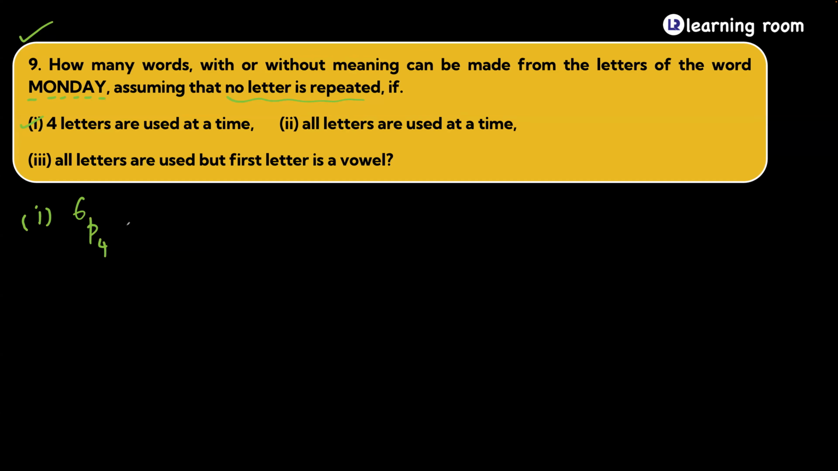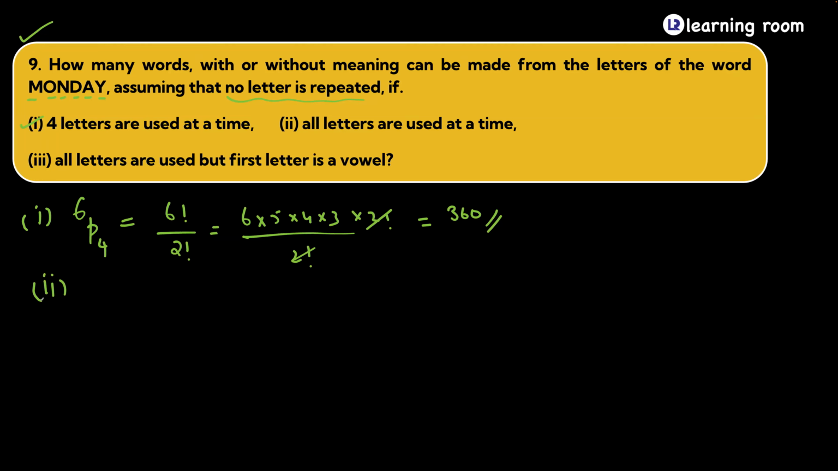So it is going to be 6P4, which will be 6 factorial by 2 factorial, which is 6 into 5 into 4 into 3 divided by 2 factorial and a 2 factorial. Cancel this and this. 12 into 5, 60. Yeah, 60 into 6, 360. Is that correct? Yeah. So you're going to have 360.